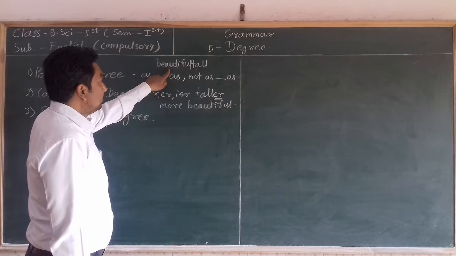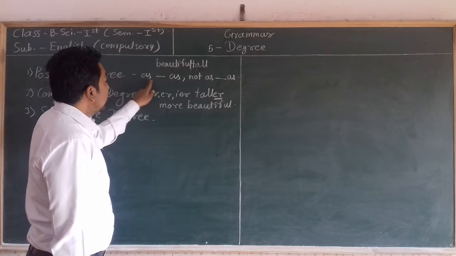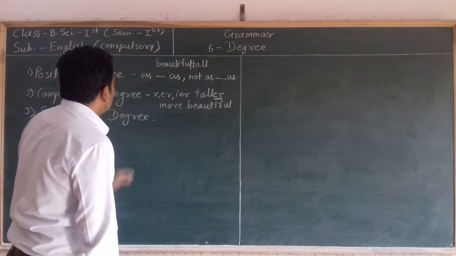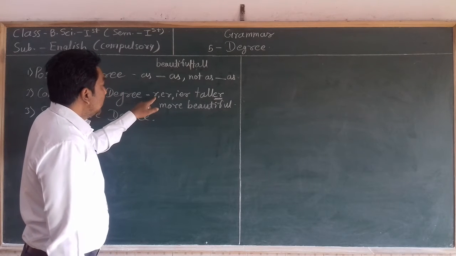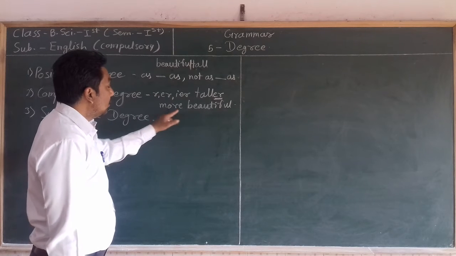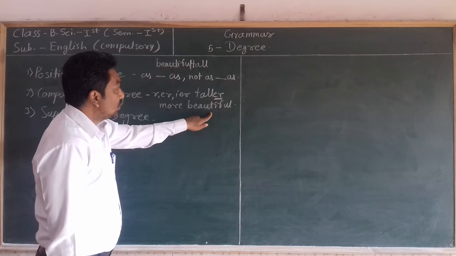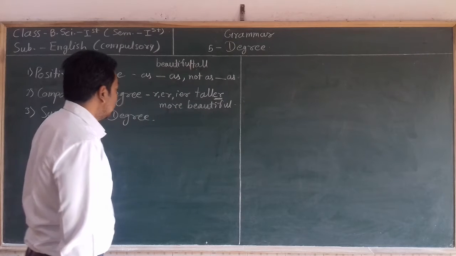Okay. So how can we identify positive degree? In positive degree, the adjective word in its original form we can see between as or we can see between not as. And in comparative degree we can see the adjective word used with suffix r, er, ier, or if we cannot use r, er, ier, this kind of suffix to the adjective word, then in front of that adjective we can see more.